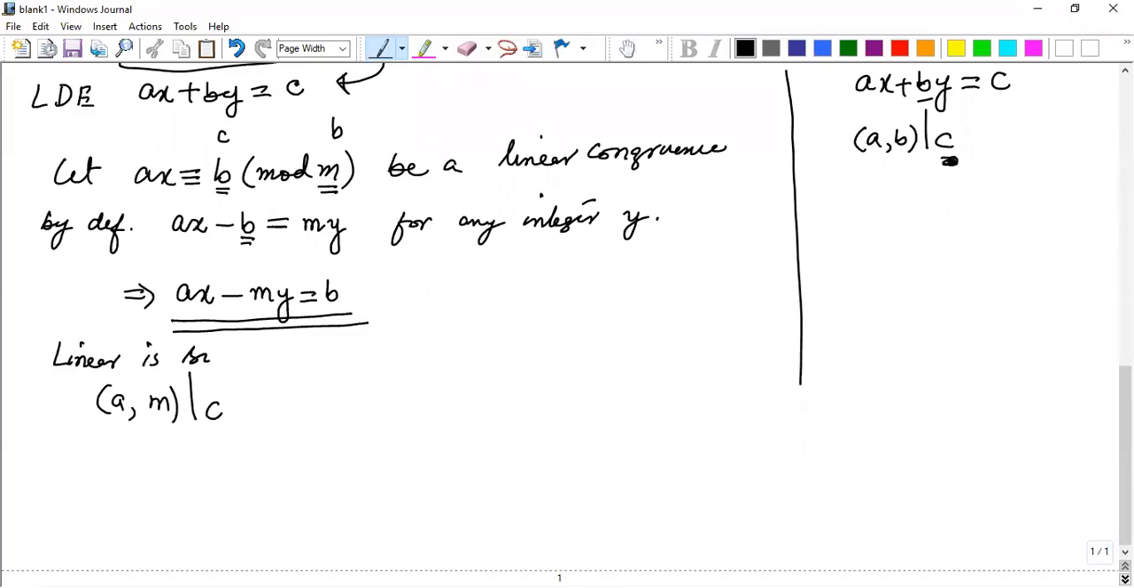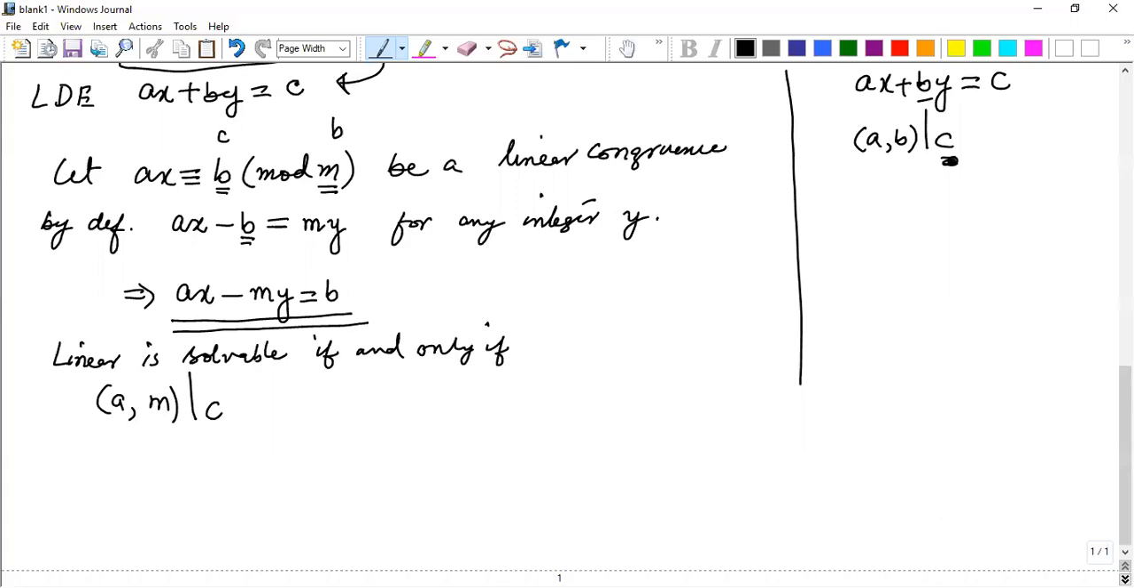So a linear congruence is solvable if and only if the GCD of a and m divides b. So that's the condition to solve a linear congruence.